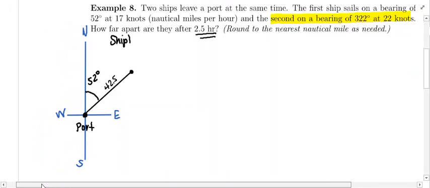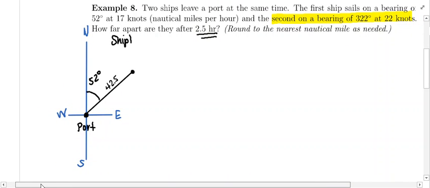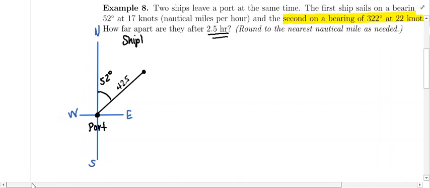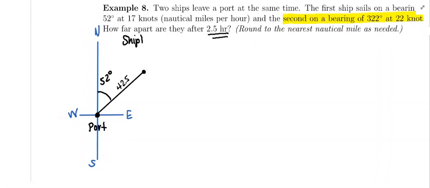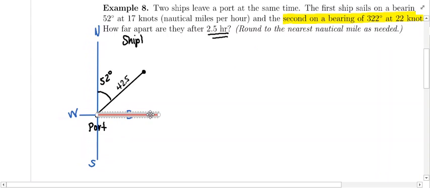It is going on a bearing of 322 degrees. So we need to align ourselves. We're starting at the port, align with due north, and we're going to rotate 322 degrees. So if we go, this is going to be 90 degrees, 180 when we're aligned with due south, 270 when we're aligned with due west, and so we're going to end up somewhere in quadrant 4. It doesn't have to be exact.